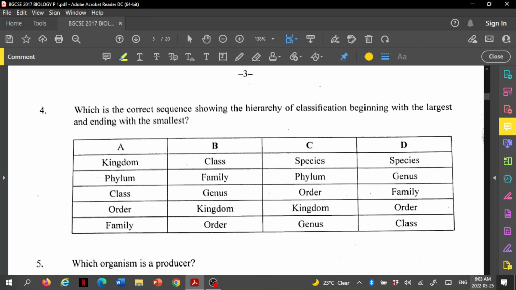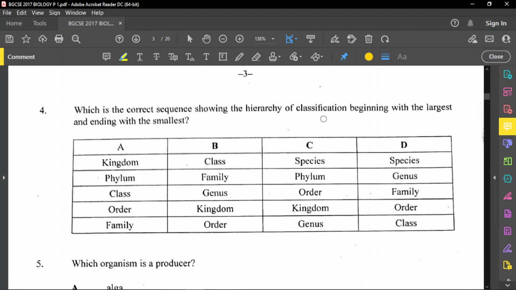All right, for question number four, it said, which is the correct sequence showing the hierarchy of classification, starting from the largest and ending with the smallest. Now, if you remember the acronym, it is King Philip Came Over From Great Spain. Straight off the bat, the one that starts with the largest here is Kingdom, so we know that all the others are incorrect. So A is the correct one by mere fact that it starts with Kingdom. The rest will not be correct at all.